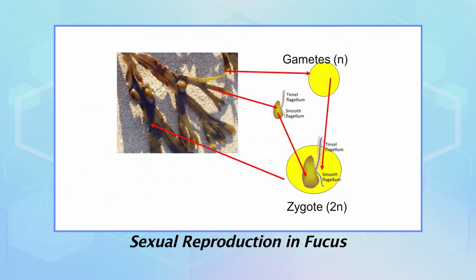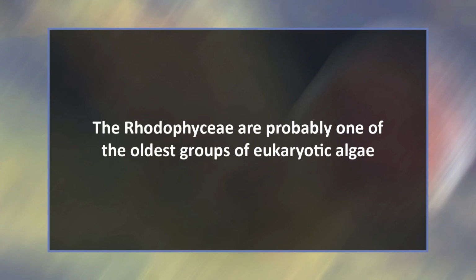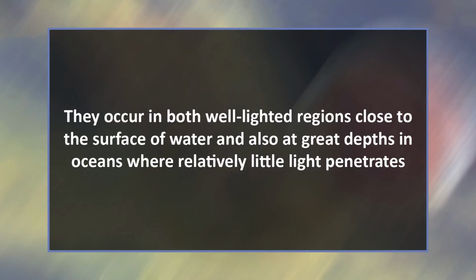and Fucus. The Rhodophyceae or red algae comprise the only class in the division Rhodophyta. The Rhodophyceae are probably one of the oldest groups of eukaryotic algae. The members of Rhodophyceae are commonly called red algae because of the predominance of the red pigment phycoerythrin in their body. Majority of the red algae are marine, with greater concentrations found in the warmer areas. They occur in both well-lighted regions close to the surface of water and also at great depths in oceans where relatively little light penetrates. The red thalli of most of the red algae are multicellular.